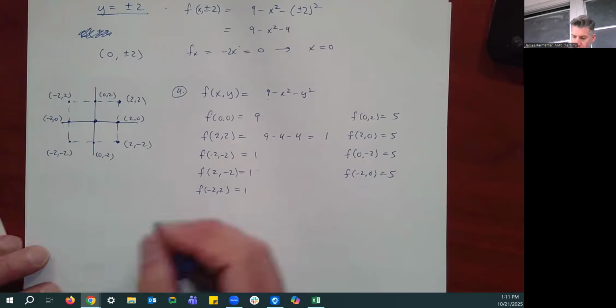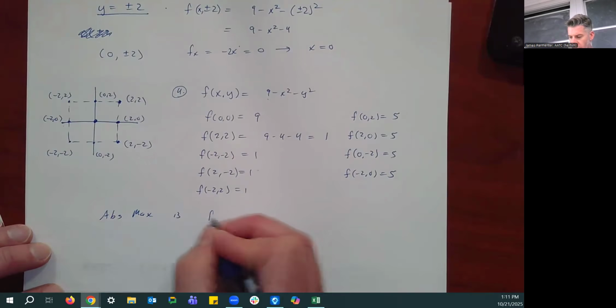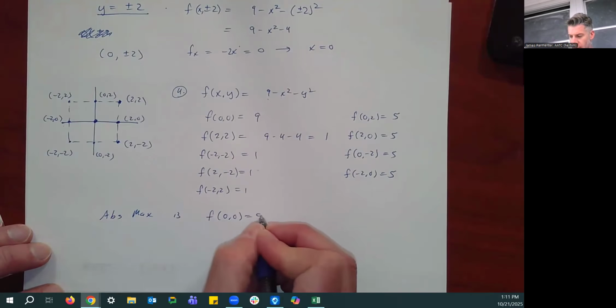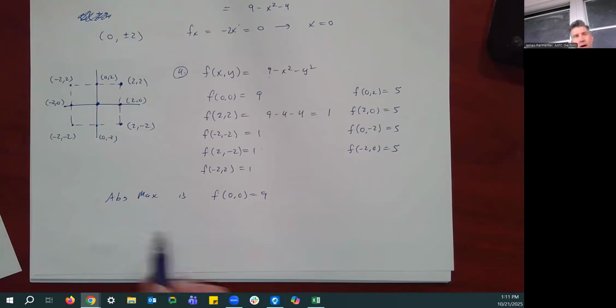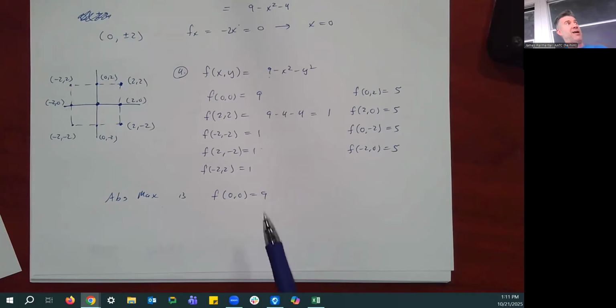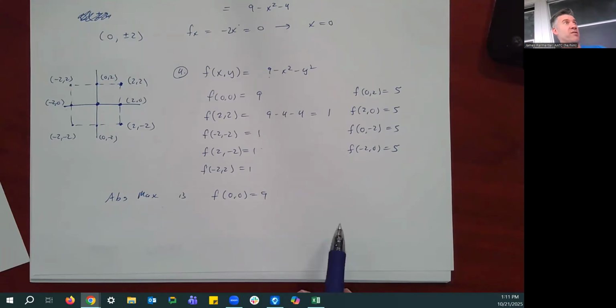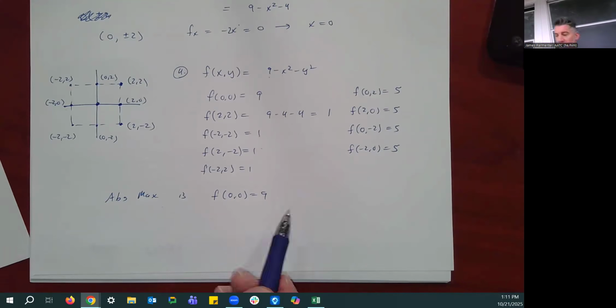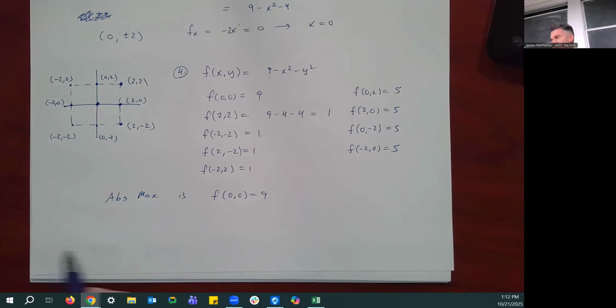So absolute maximum is f of 0 comma 0 equal to 9. I feel like this is the best way to write it, because writing it this way answers the question, right? It says what the value is, 9, and it also tells you where it occurs. So this is saying, my maximum value is 9, and you get it by plugging in 0 for x and 0 for y. You could write more words. You could say the maximum value is 9, and it occurs at the point 0 comma 0. But I think it's more concise, takes up less writing to do it that way.